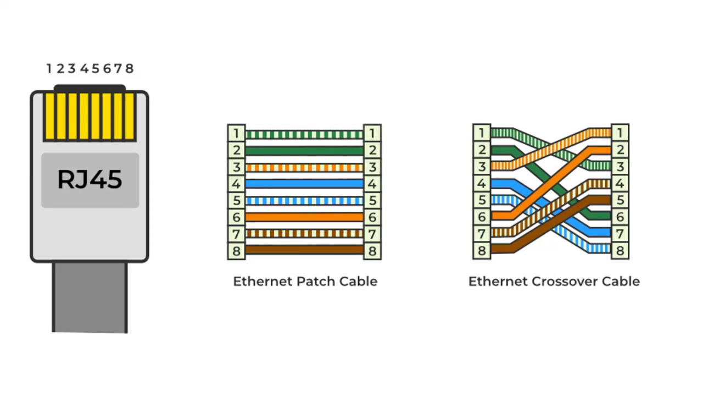Now the RJ45 is by far the most common network connector. This is an 8-pin connector that is used to connect computers and other network devices in a local area network. The RJ45 is used with unshielded twisted pair cable.